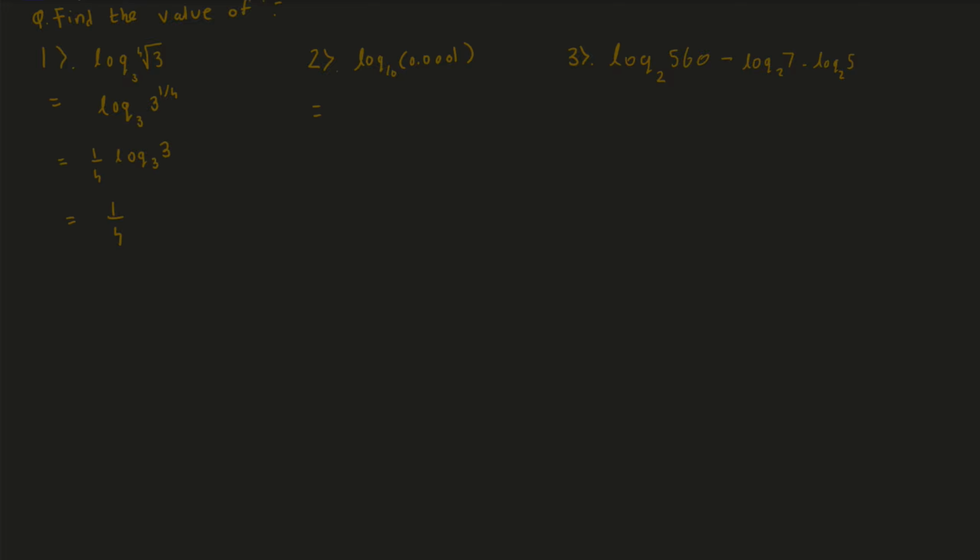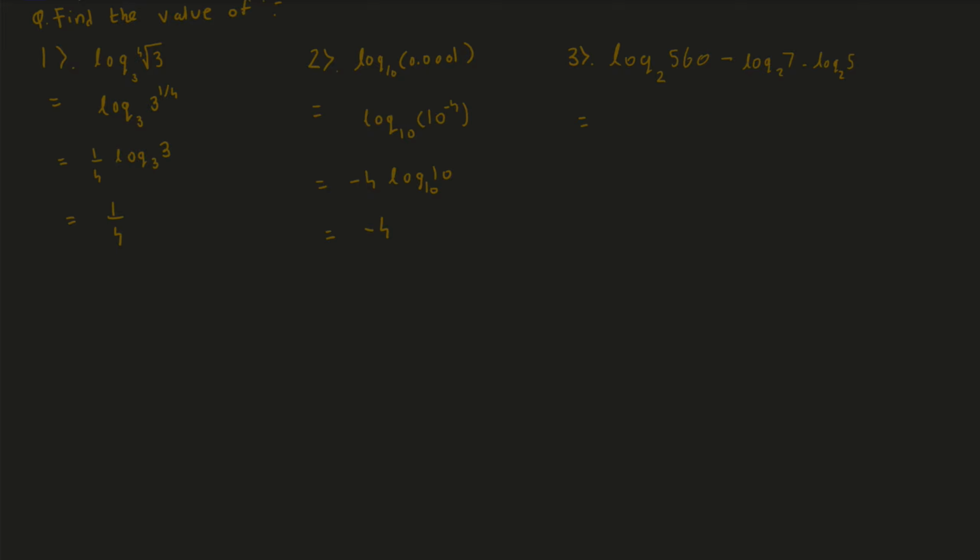The second question is log 0.0001 to the base 10. Log 0.0001 can just be written as log of 10 raised to minus 4 to the base 10. Again, we take the minus 4 outside, and this becomes minus 4 into log 10 to the base 10. Log 10 to the base 10 is 1, so the answer is minus 4. Third question is simple as well.